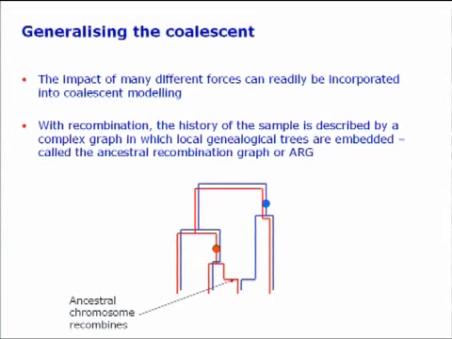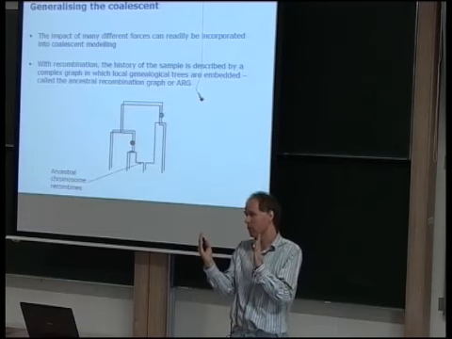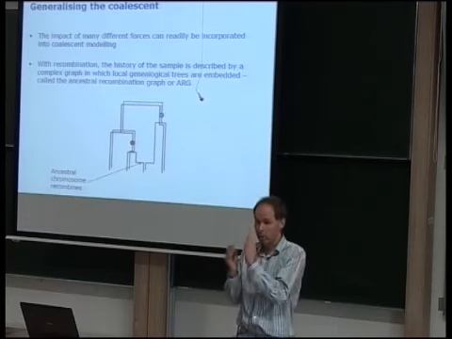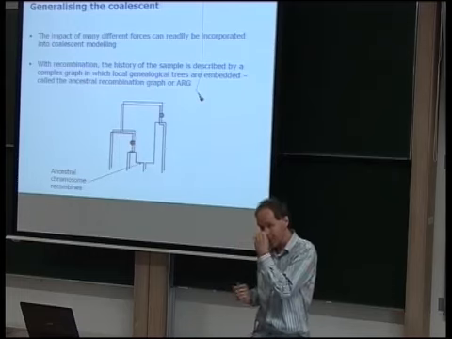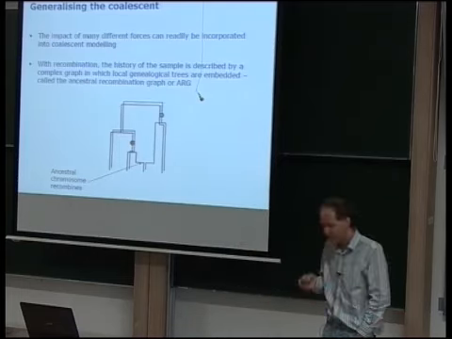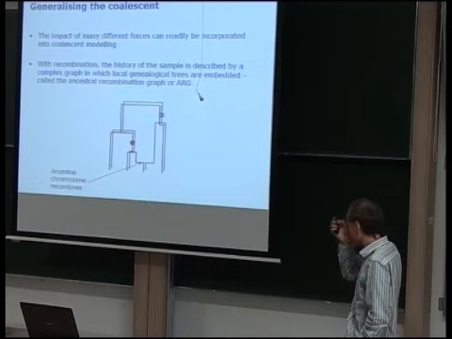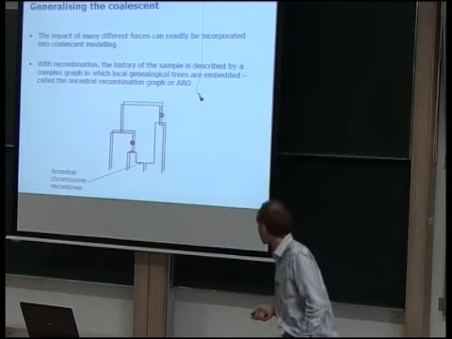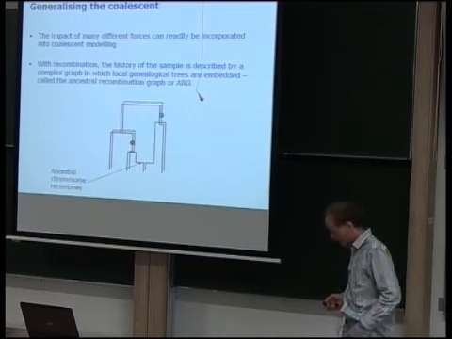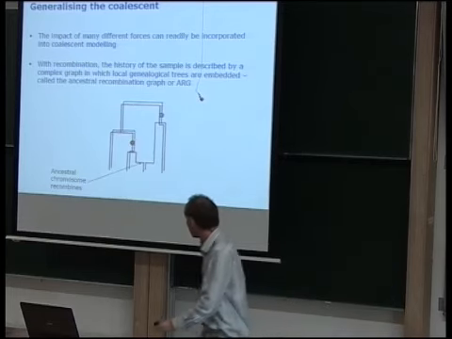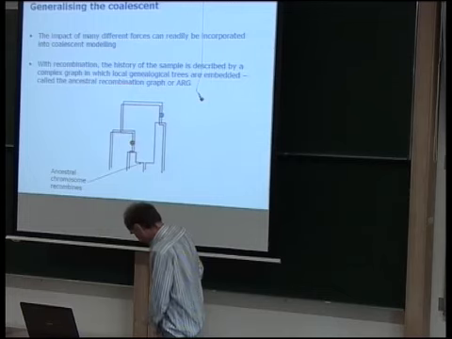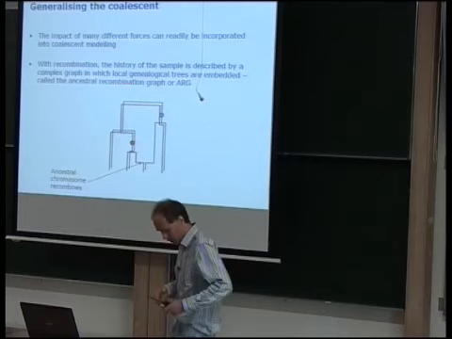If there's not much recombination between X and Y, they'll look pretty similar, but if there's lots of recombination, they'll look very different. And so I can jointly describe this set of genealogies using an extension of the coalescent model, which is called the ancestral recombination graph. And here's an example of an ancestral recombination graph in the simplest possible case of two sequences.